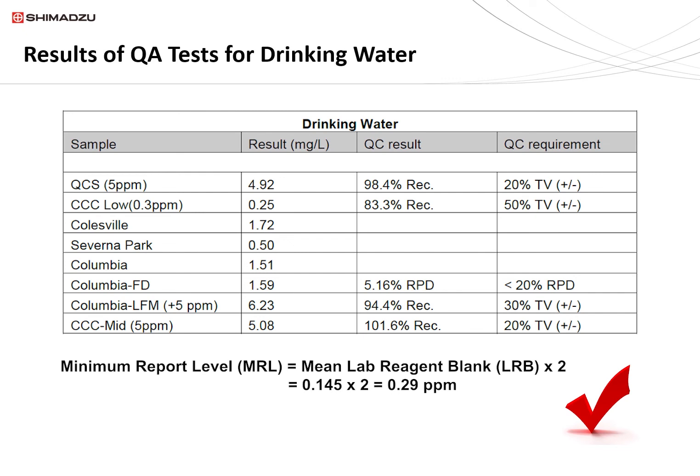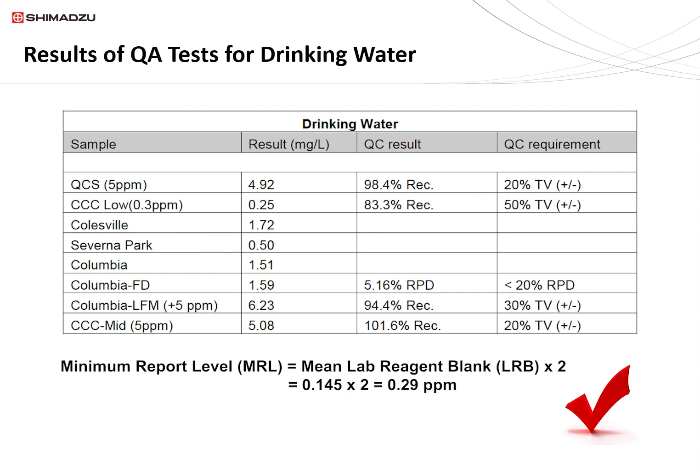Shown here are the results of the QA tests for drinking water. The QCS is analyzing the 5 ppm standard, and the result read back 4.92, which is a recovery of 98.4%, well within the true value, or TV, of plus or minus 20%. The CCC was analyzed on the lowest standard of 0.3 ppm, which should be the most difficult, and the recovery was 83.3%, within the true value of plus or minus 50%. Also notice at the bottom of the slide is the calculation for minimum reporting level, MRL, of 0.29 ppm, which is similar to the lowest standard.